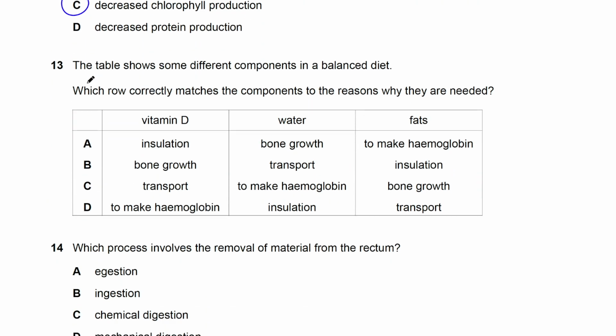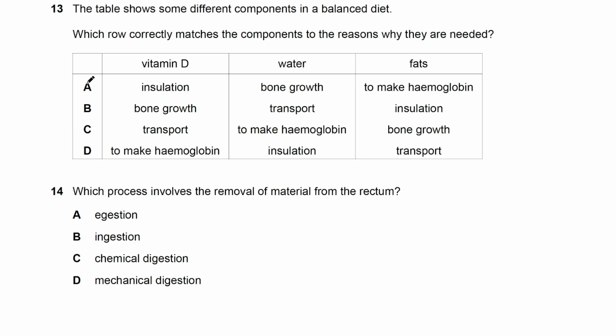Moving to question number 13. The table shows some different components in a balanced diet.